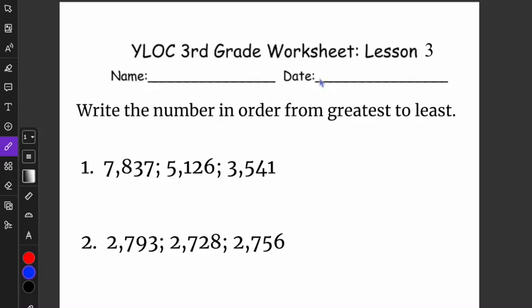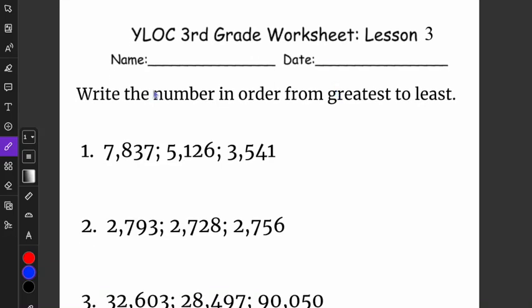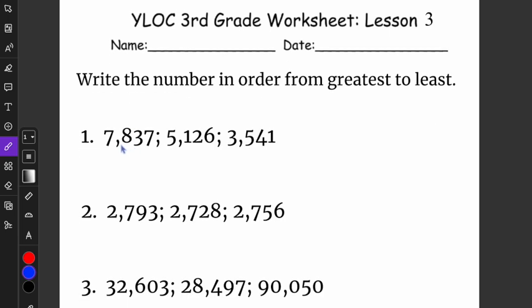Wylock 3rd grade worksheet lesson 3. Write the number in order from greatest to least. Number 1, we have 7,837, 5,126, and 3,541. To compare these numbers, we have to first look at their thousands place.